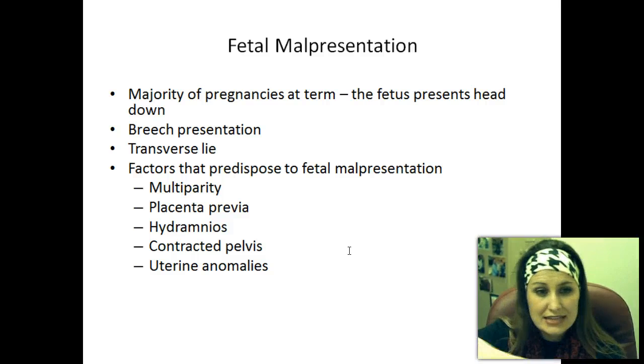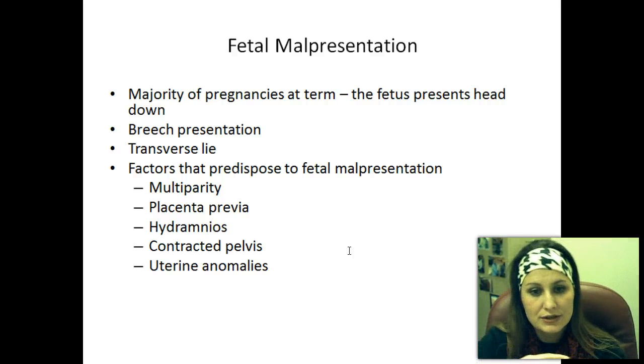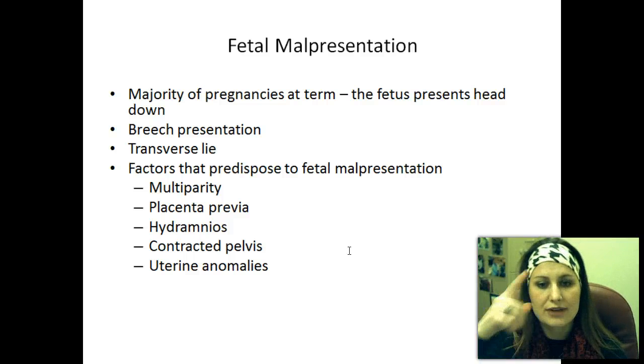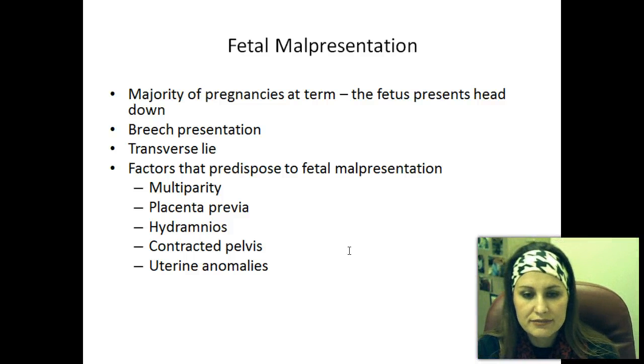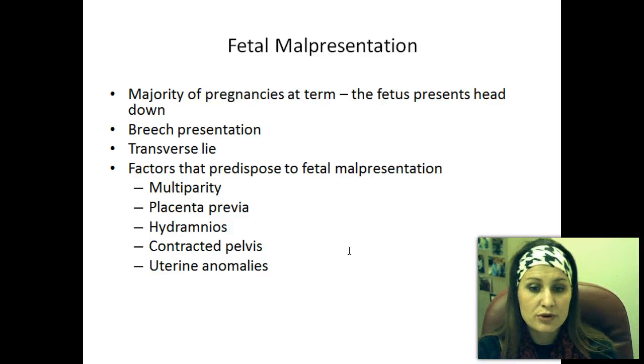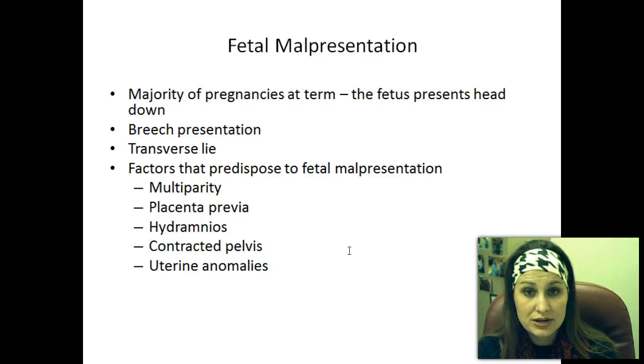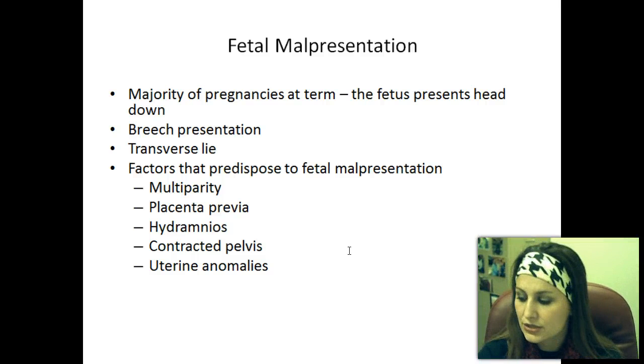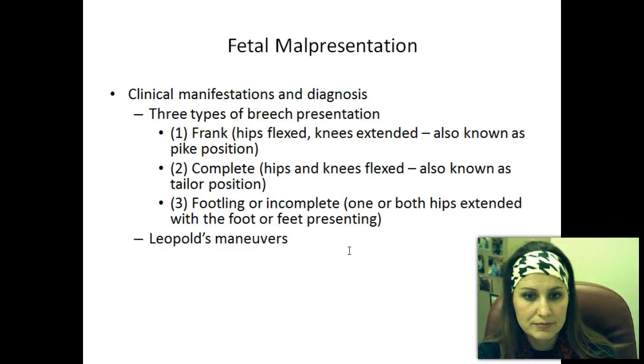Transverse lie, of course, that's like the football lie. The baby, you'll see the mom's stomach and it'll look from side to side rather than up and down. And then factors that predispose to fetal malpresentation: if you have more than one baby, if you have placenta previa, hydramnios, and then contracted pelvis or uterine anomalies. Any of those things could make the fetus present differently.